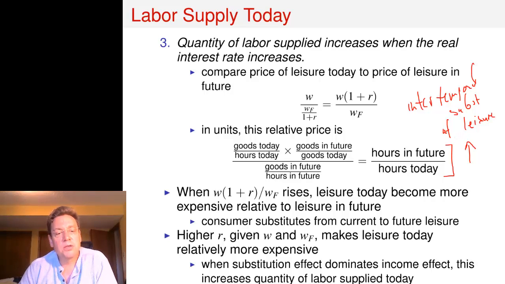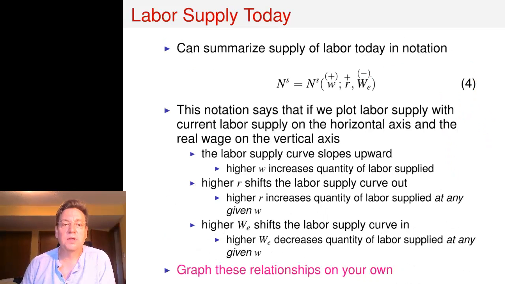A higher real interest rate, given the wage today and in the future, makes leisure today relatively more expensive. And when the substitution effect dominates the income effect, it's going to increase the quantity of labor supplied today. You can then summarize the supply of labor by saying that it depends on three objects: the wage today, the real interest rate, and wealth.